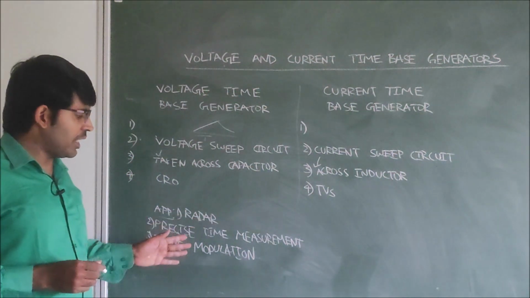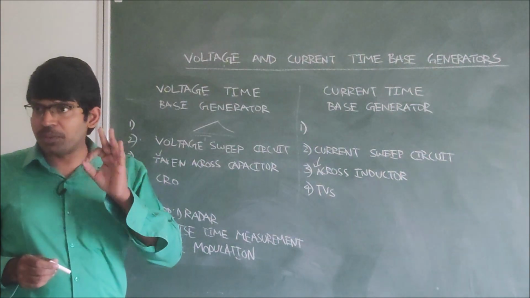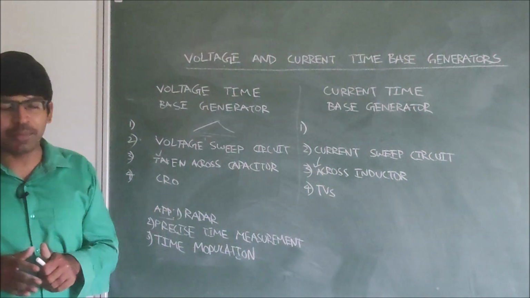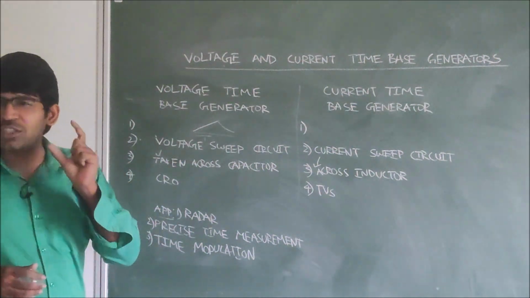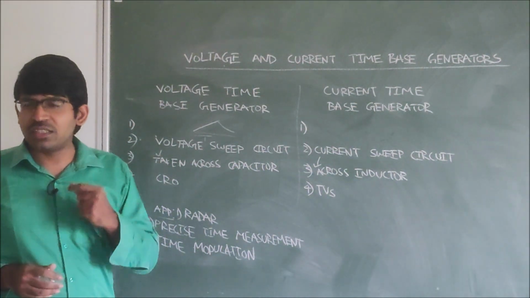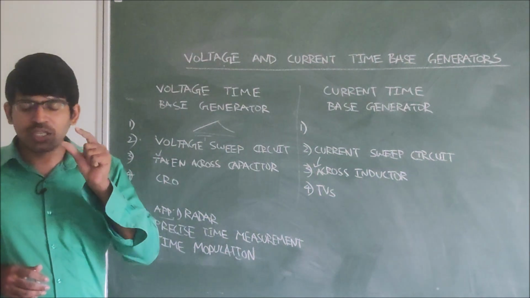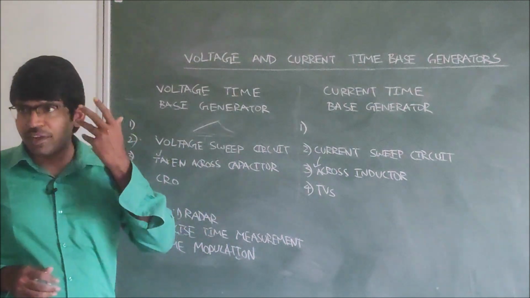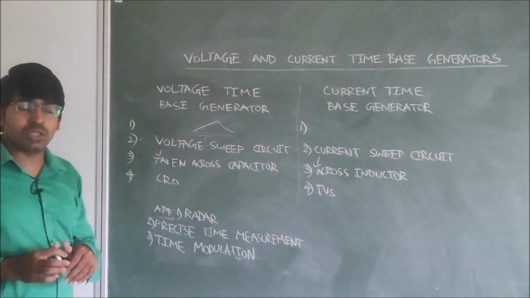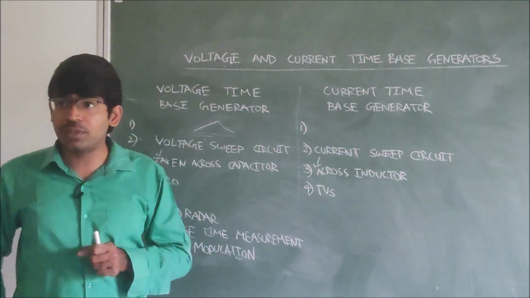In radar we use them, and in precise time measurements, very accurate time measurements, we use them, because these sweep generators are very high frequency circuits. They generate high frequency waves within a single second. They will generate the sawtooth waveform with very high frequency. Next one, in time modulation also we use these voltage and current time-based generators.